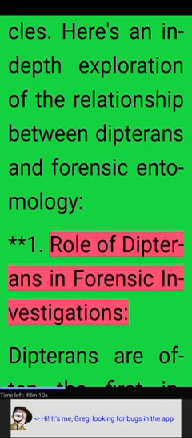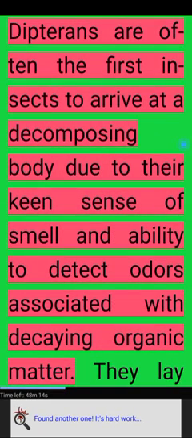1. Role of dipterans in forensic investigations. Dipterans are often the first insects to arrive at a decomposing body due to their keen sense of smell and ability to detect odors associated with decaying organic matter.